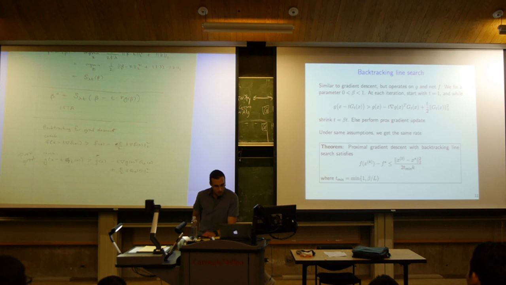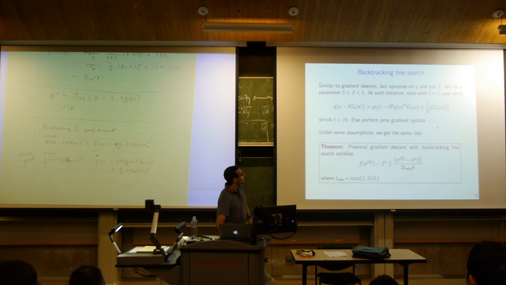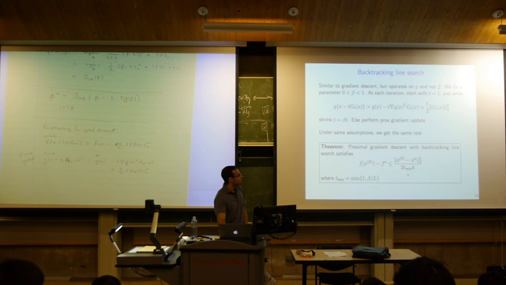So under the same assumptions that we had on this slide, backtracking line search with proximal gradient descent has the same convergence rate. It's really the same as what we saw for gradient descent. It's still a 1 over epsilon rate, and we don't need to know the Lipschitz constant. Maybe the last thing to point out before we quit for the day is that there is something a bit subtle happening here in terms of computation.